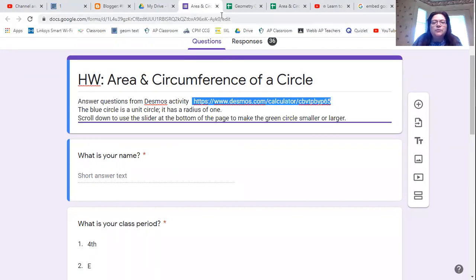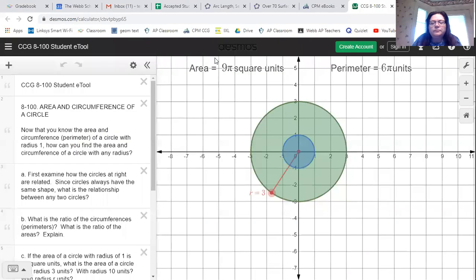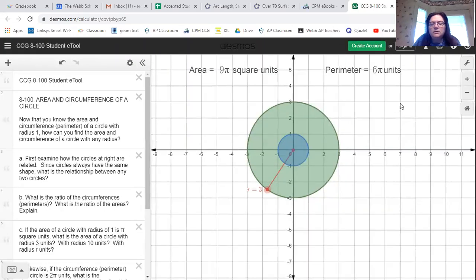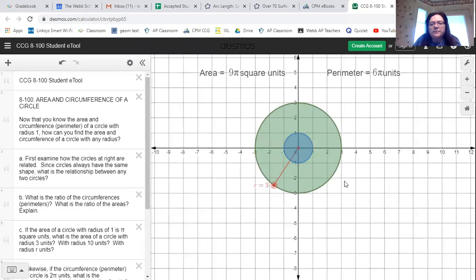So you're going to go to Desmos. Let me click on that link there. It's going to take me over to Desmos. And this is what I see. Let me just scroll out a little bit there. So here's the original activity that's on Desmos. And what I'd like for you to do is read through this activity.